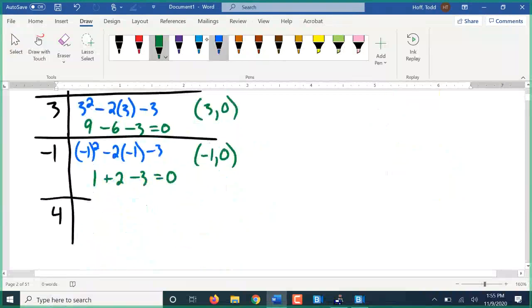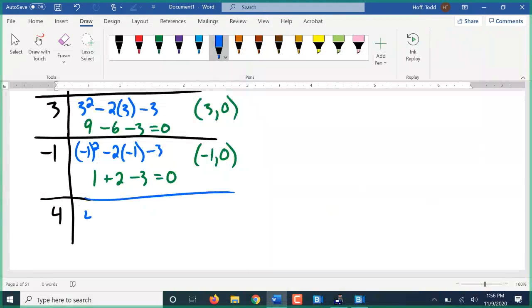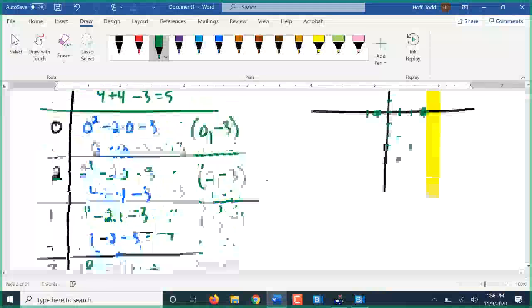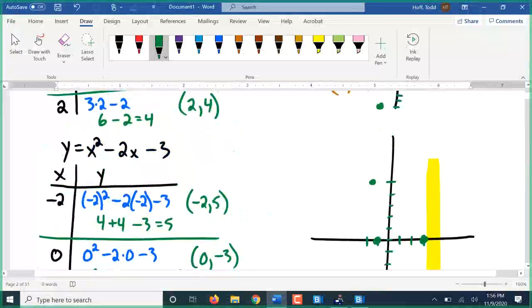And if x is 4, y is 4 squared minus 2 times 4 minus 3. 4 squared is 16. Negative 2 times 4 is negative 8 minus 3. 16 minus 8 is 8 minus 3 is 5. Giving me the ordered pair when x is 4, y is 5. So over here, x is 4, y is 5.